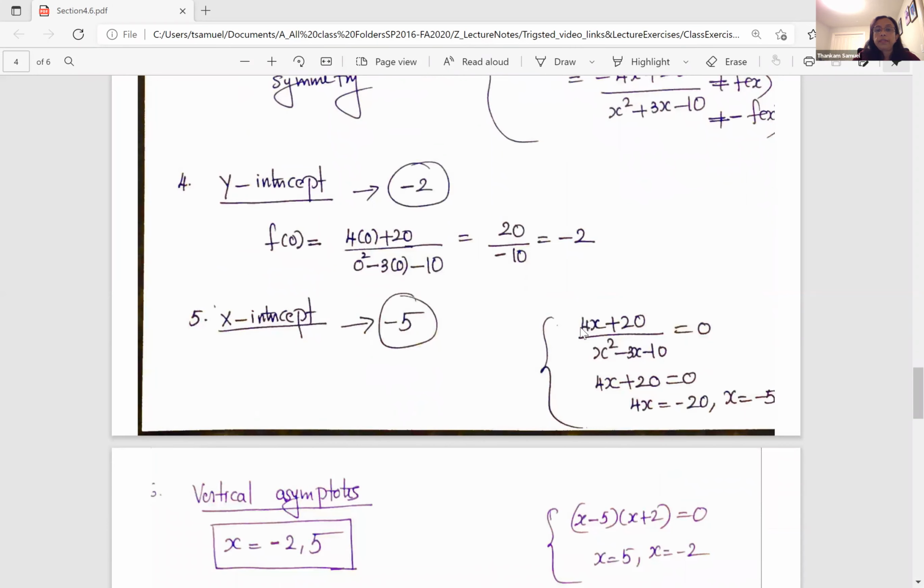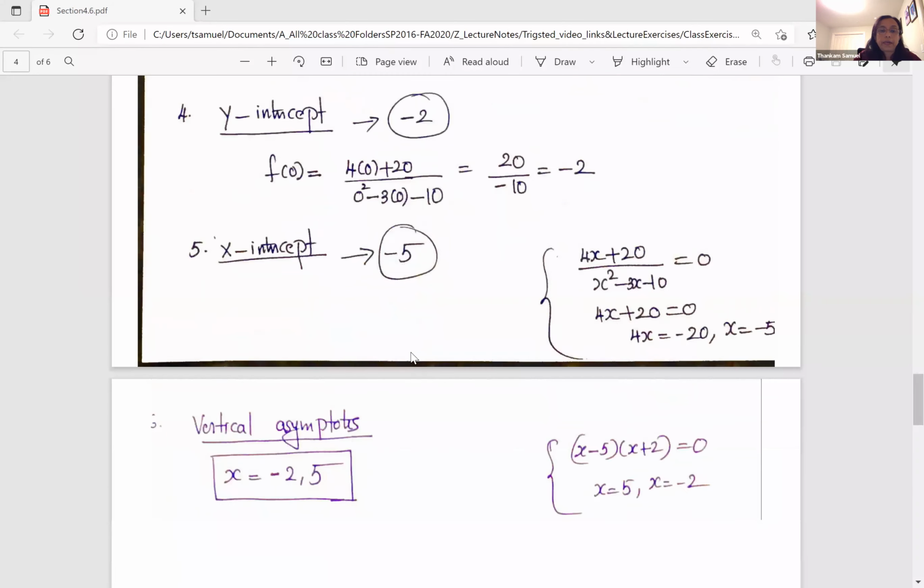Again, this is our original function. To find the x-intercept, that is the fifth step, set the rational function equal to 0. When you set a rational function equal to 0, that means the numerator is 0. So 4x plus 20 equals 0. Solve for x: 4x equals negative 20, so x equals negative 5. That is the x-intercept.